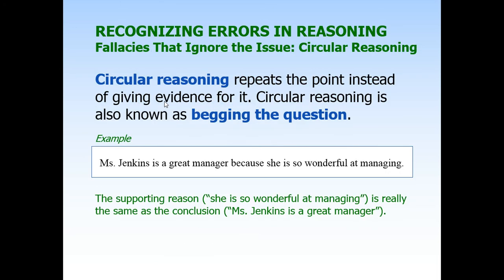So circular reasoning is basically just repeating the question or being redundant. So you'll see the example here. Ms. Jenkins is a great manager because she is so wonderful at managing. So you see there it's been repeated. They're not giving us support as to how she's a great manager. They're just saying she's a great manager because she is good at managing. So that's why it's circular reasoning.